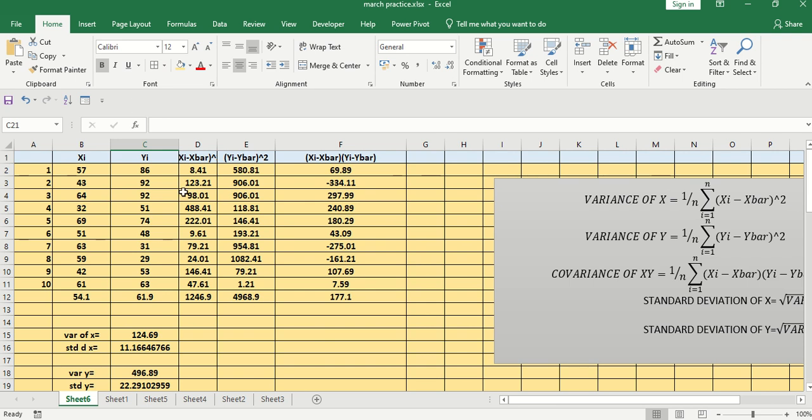So this is simply how you do the variance of two statistics, x and y, the covariance of the same, and their standard deviation, still using Excel.